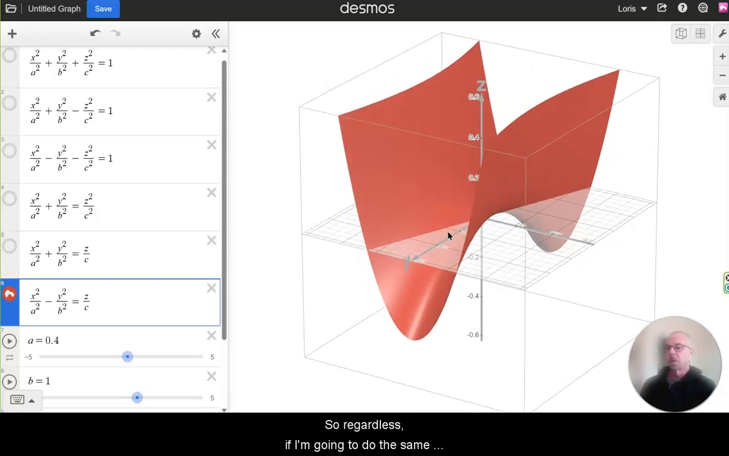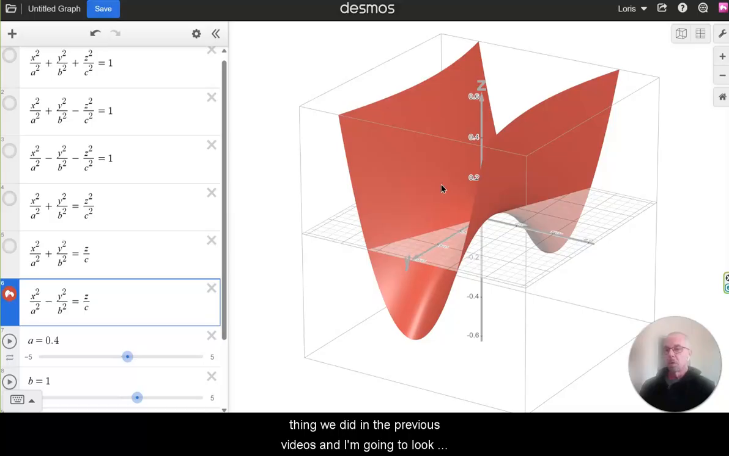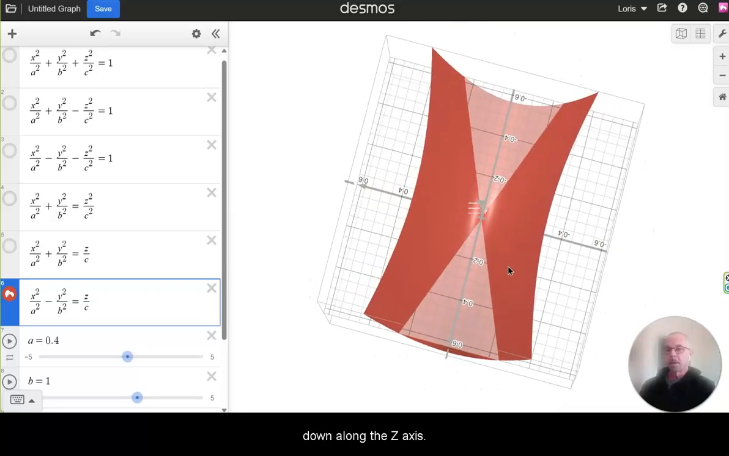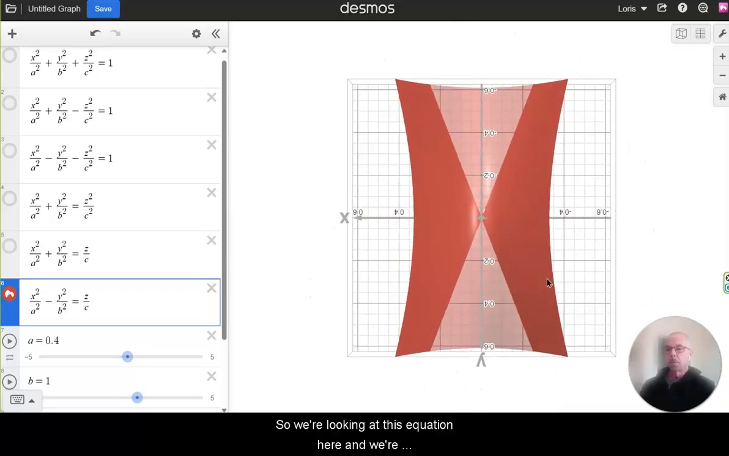So regardless, I'm going to do the same thing we did in the previous videos, and I'm going to look down along the z-axis. So we're looking at this equation here, and we're looking down along the z-axis. That'll move this y term over, take the square root of both sides, and you're going to get x equals y and x equals negative y.